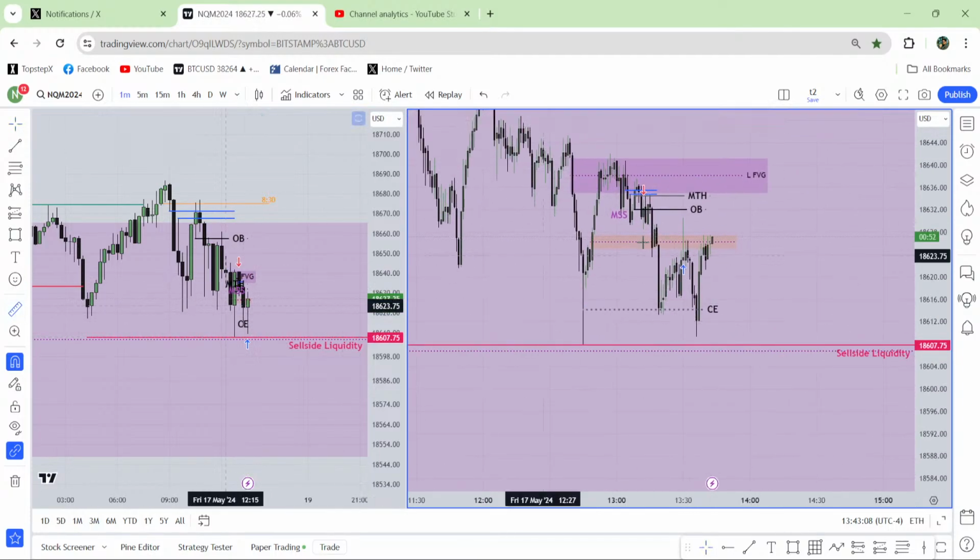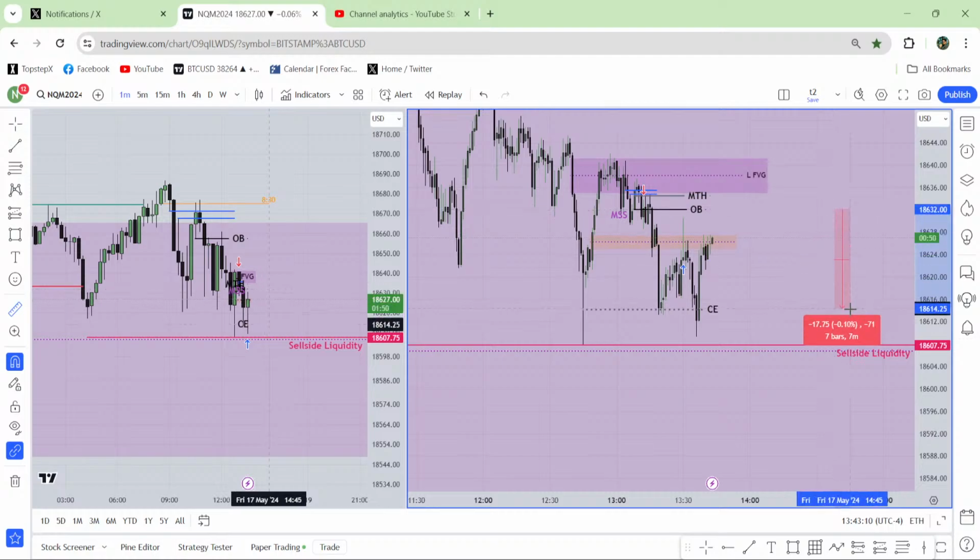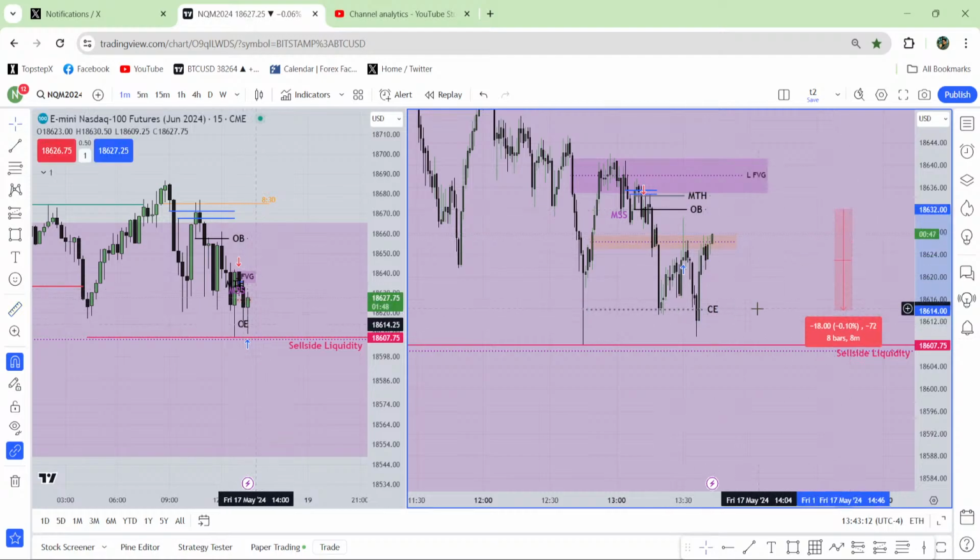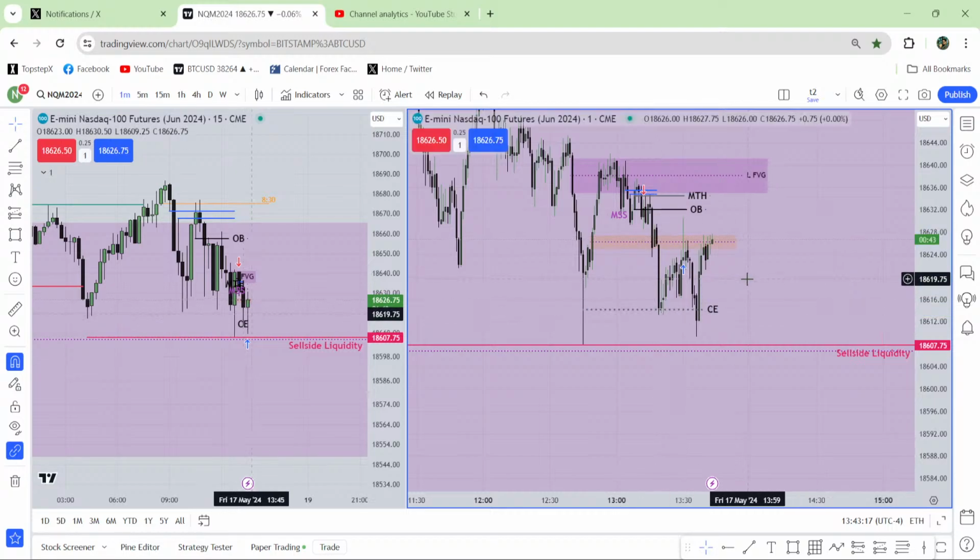By the way, I would love to see what my profit was. It was near about 18 handles. I was thinking that I would close my trade around that area, but it was too late and I was unable to close the trade.